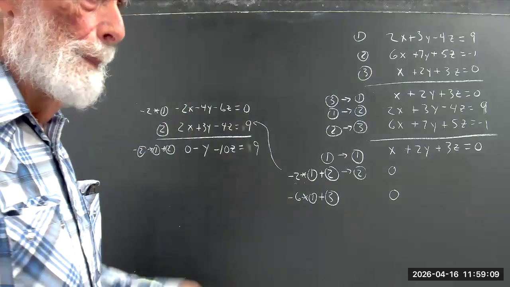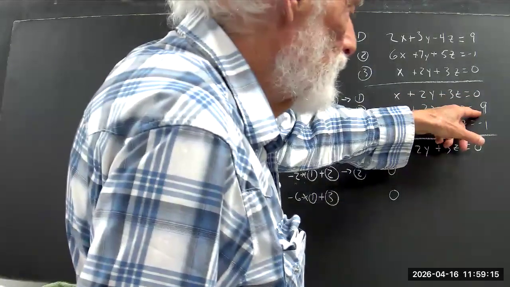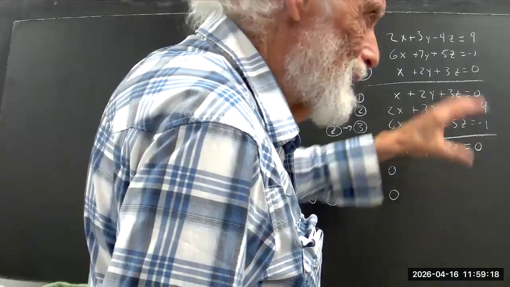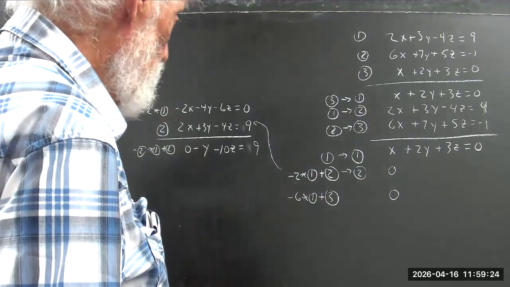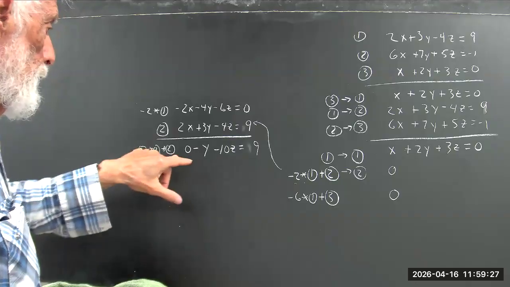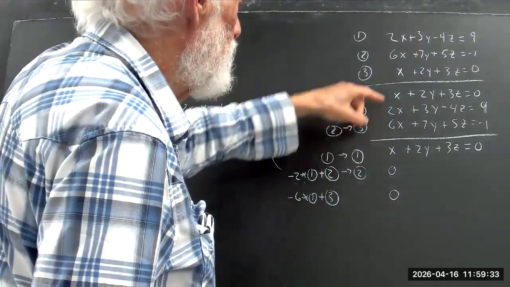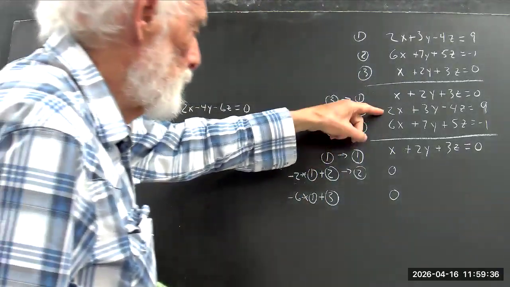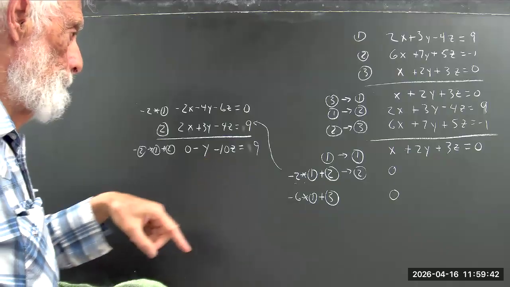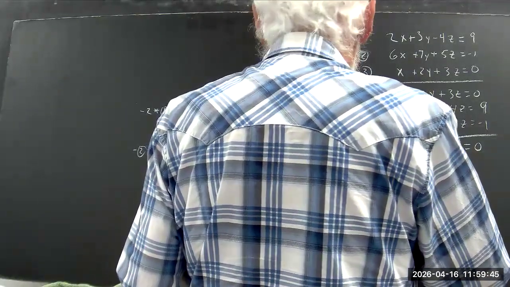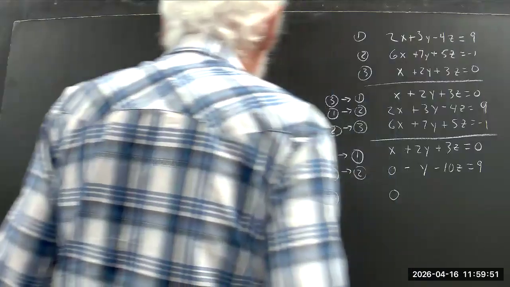If we'd have gotten all the way through the problem and checked the solution, we'd have found out that something had been screwed up. I'd have gone back here and seen what I did. Eventually, you have to do some detective work, a long process to figure out where the error is in one of these problems, which makes it a little bit challenging. In any case, we see that -2 times equation 1 from the second step plus equation 2 from that step gives us 0 minus y minus 10z equals 9.